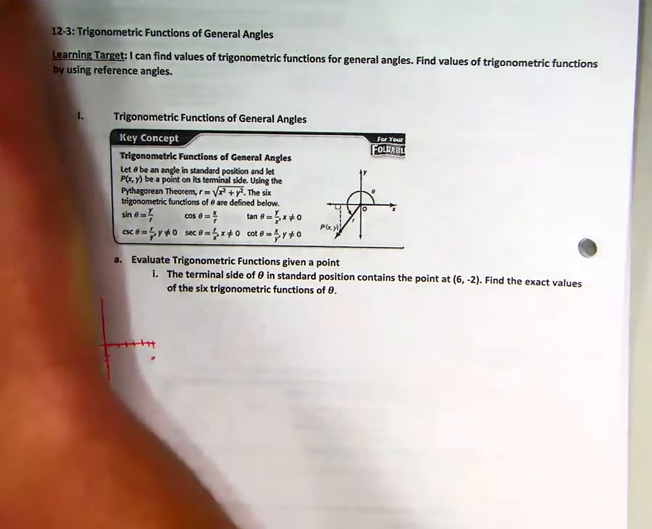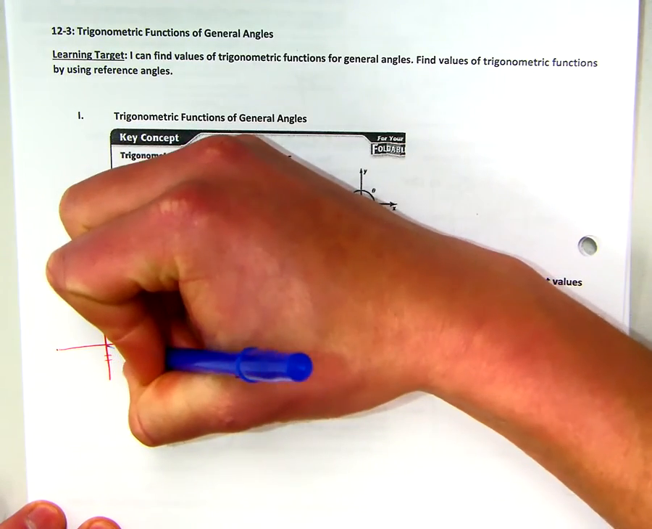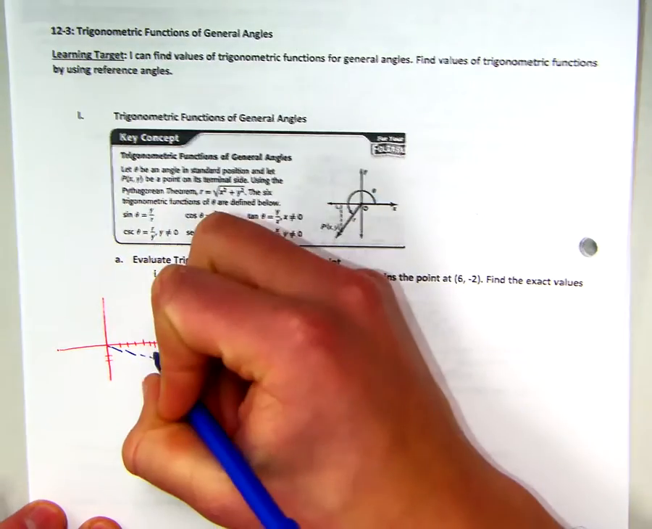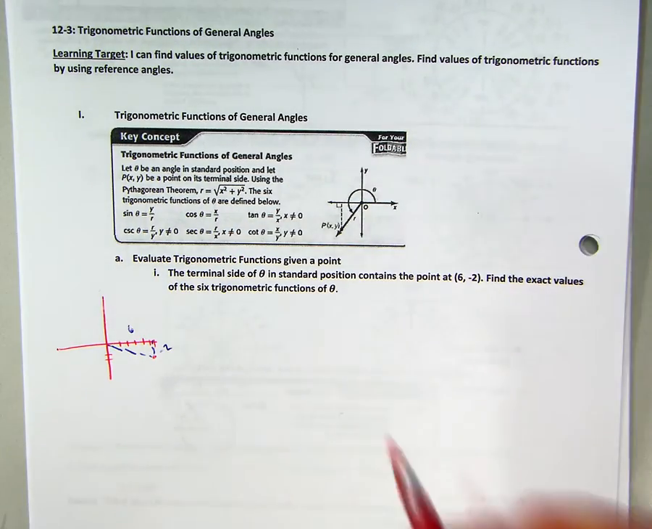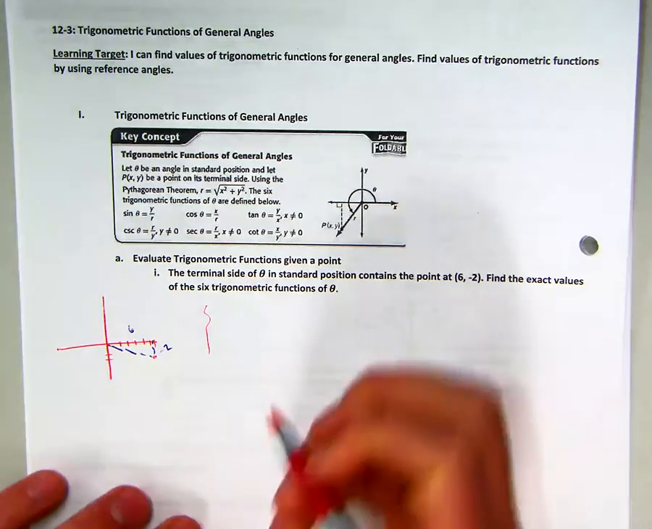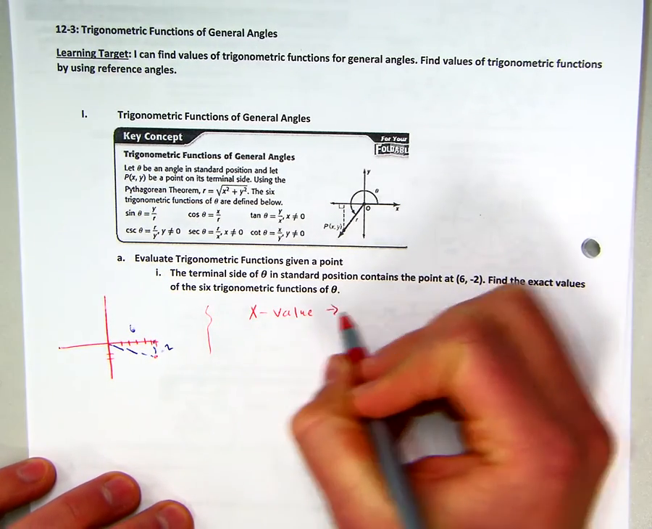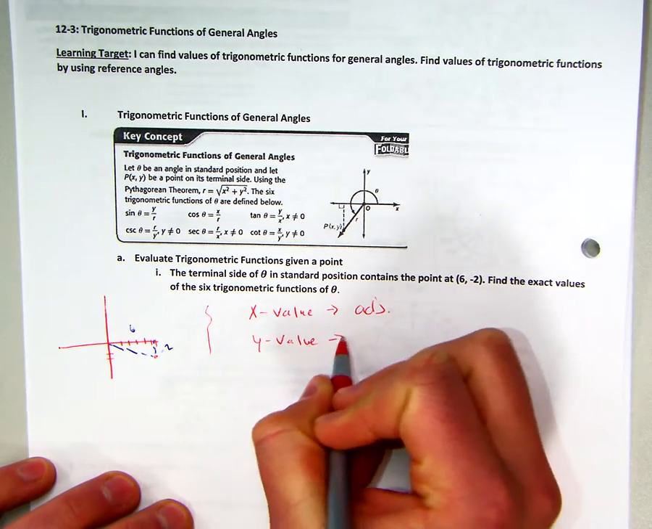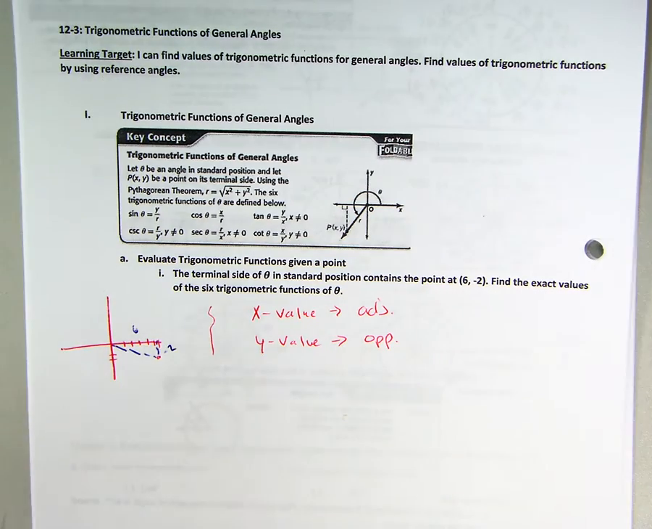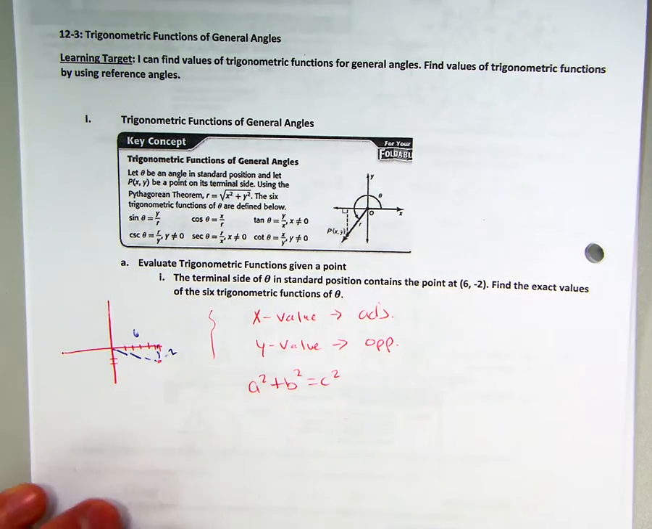Here's that point. Here's the triangle made. Now, I showed you this yesterday, so that's why I'm going a little bit quicker. We went 6 to the right and 2 down. The big thing that I want you to remember, though, is that the x value is the adjacent side, the y value is the opposite side. When you do that, then all you need to do is find the hypotenuse. That's where we use a squared plus b squared equals c squared.